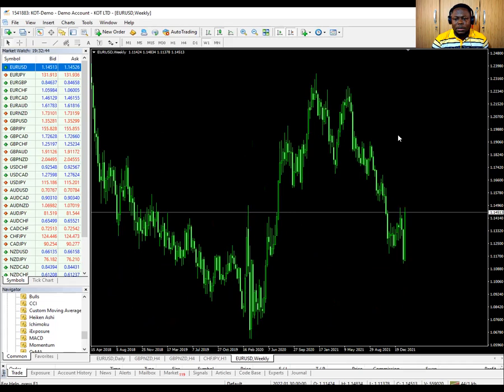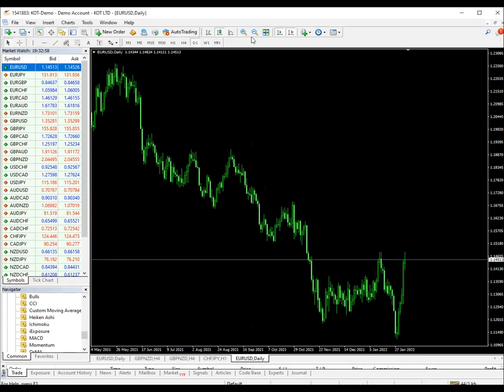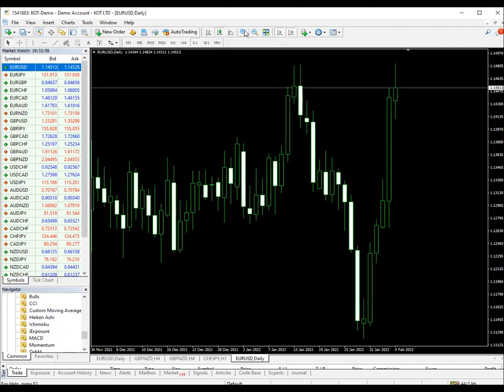So quickly, let me put off my camera so that you can see the screen clearly. Now, last week we gave a signal on Euro USD. This is on the weekly time frame. If I switch it to the daily time frame, this is what it looks like on the daily time frame.